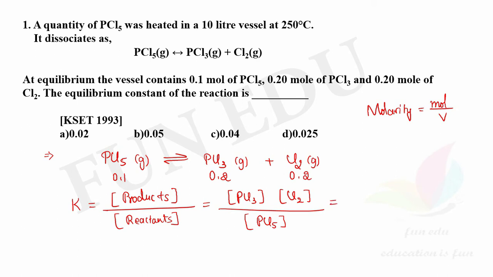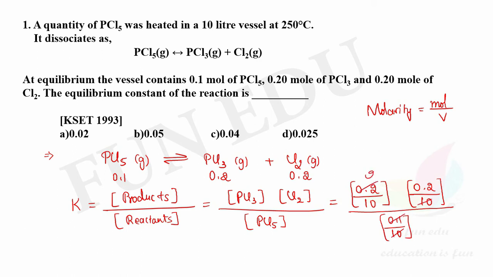So in case of PCl3, it will be equal to moles, that is 0.2 mole, divided by volume, that is 10. So this will give you the concentration of PCl3. Similarly for chlorine, it is 0.2 by 10. So this is the concentration for chlorine. Similarly for the reactant, it will be equal to 0.1 by 10. So this is for the reactant. Then just solve the equation.